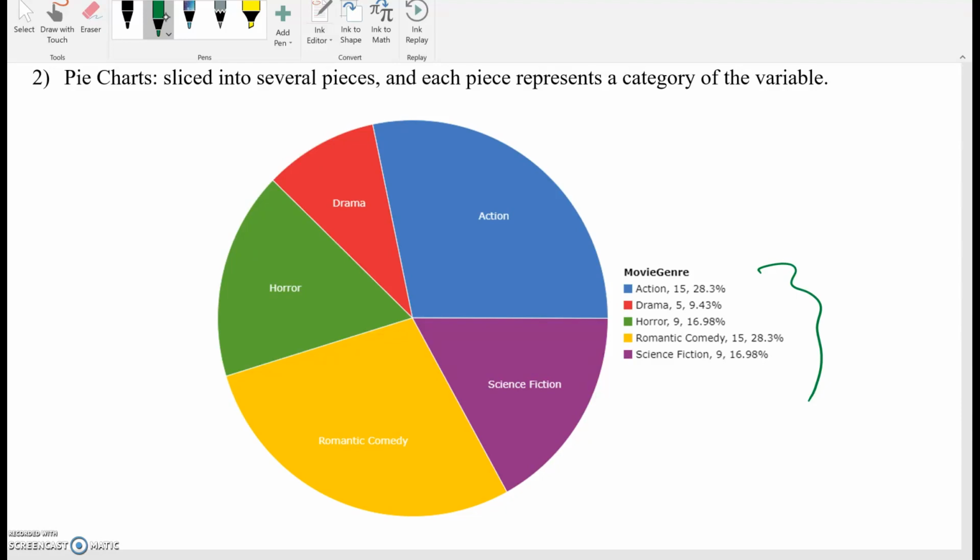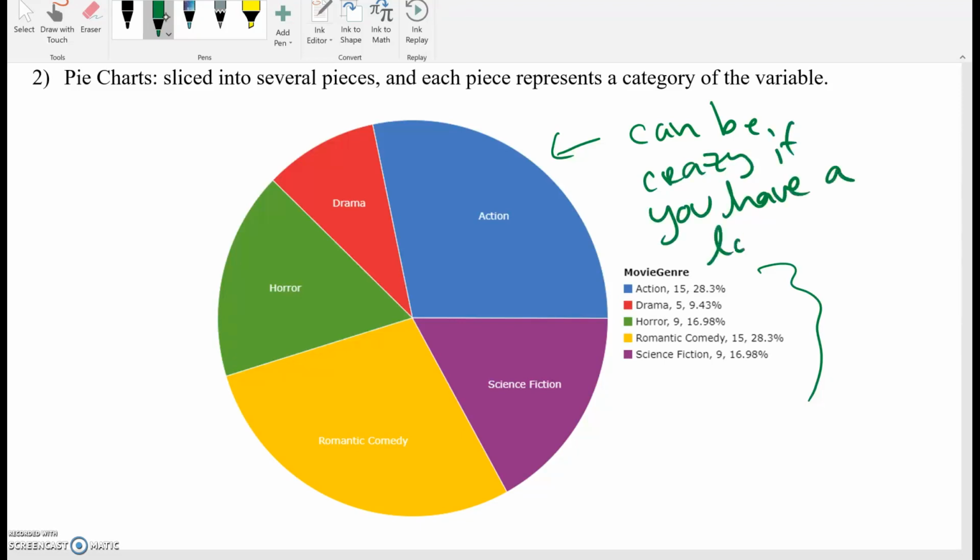Now, the only thing about a pie chart is, what if you had a whole bunch of different types of categories? Then it'll be really difficult to see. So then a bar chart would actually be a little bit simpler to see. This one can be crazy if you have a lot of categories. It'll look like a rainbow and it's not pretty. Okay, so these are the two different types.